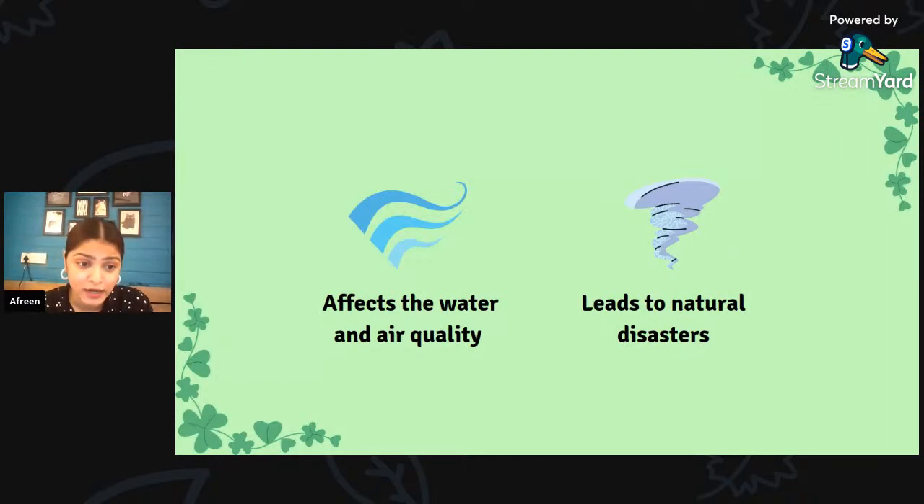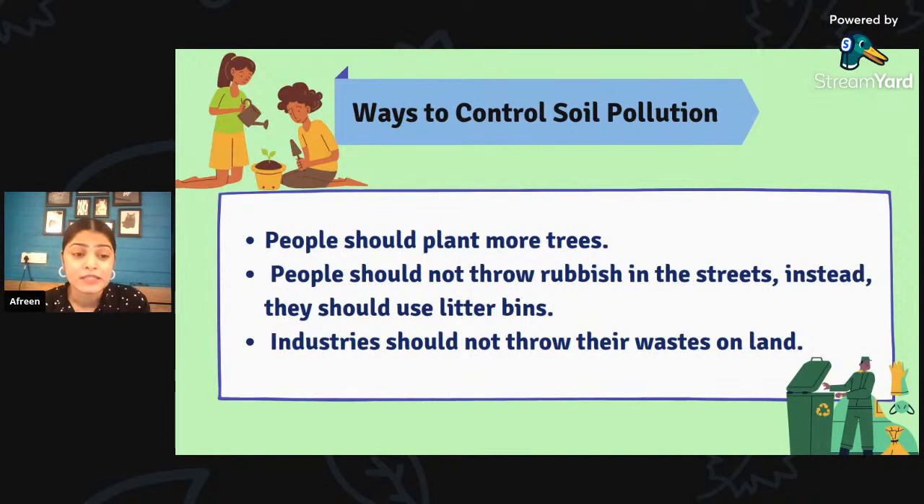Now, the solutions are planting of more and more trees. People should avoid throwing rubbish on the streets. Instead, they should use litter bins. Industries should not throw their wastes on land. See, it's not very difficult to reduce pollution if we are aware of it, right?